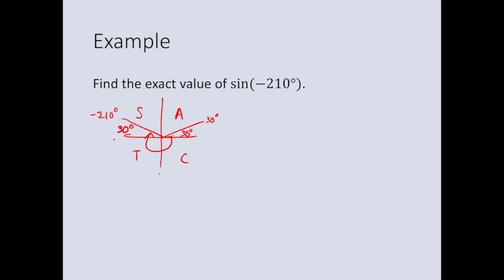So in that quadrant, quadrant number 2 over here, at minus 210 degrees, sine is positive. So we can say now that sine of minus 210 degrees is the same thing as positive sine 30 degrees. And if we remember from the table, sine 30 equals a half. So there's our exact value of sine minus 210 degrees. Okay, let's do another one. Find the exact value of tan 495 degrees.